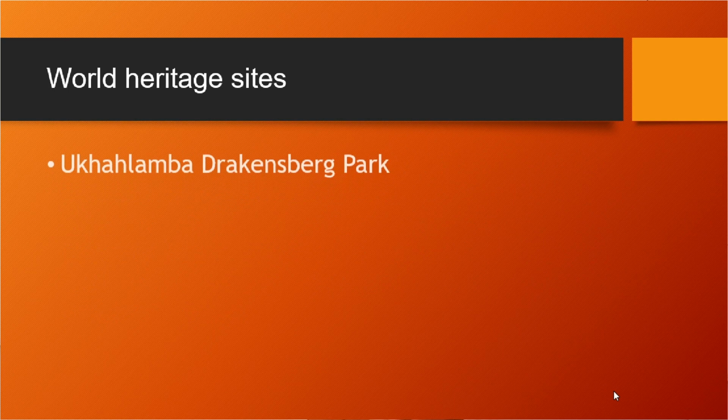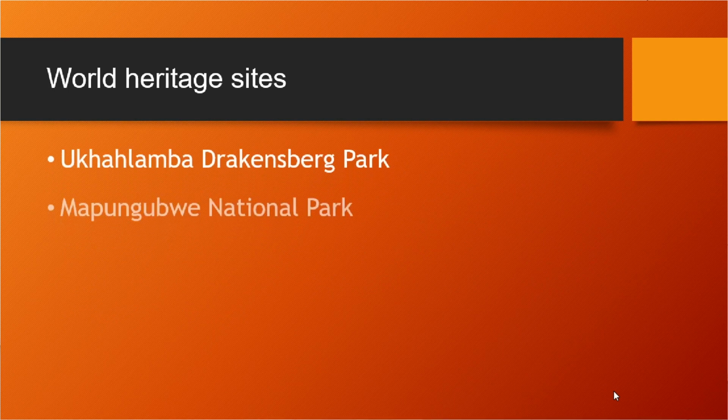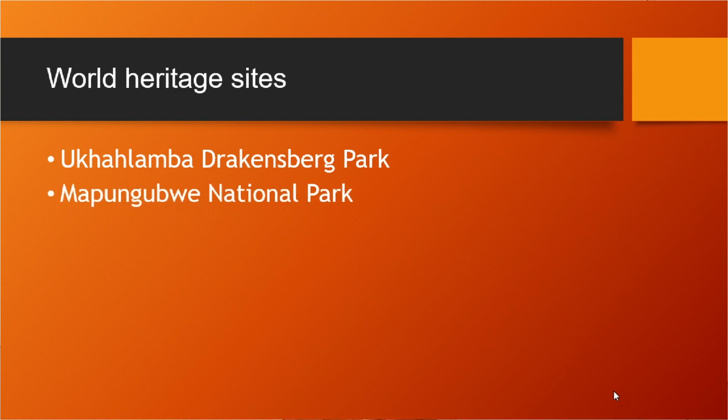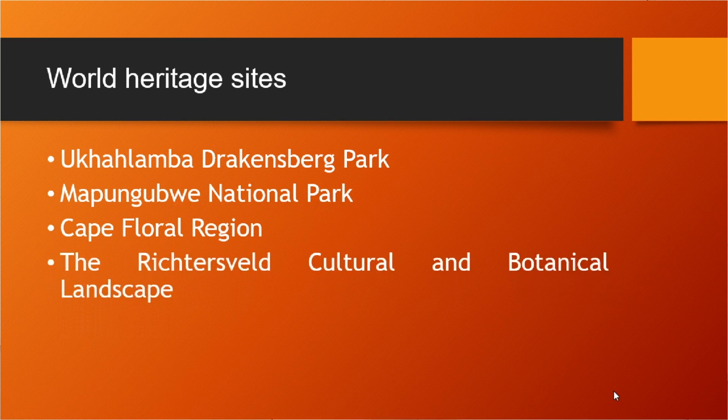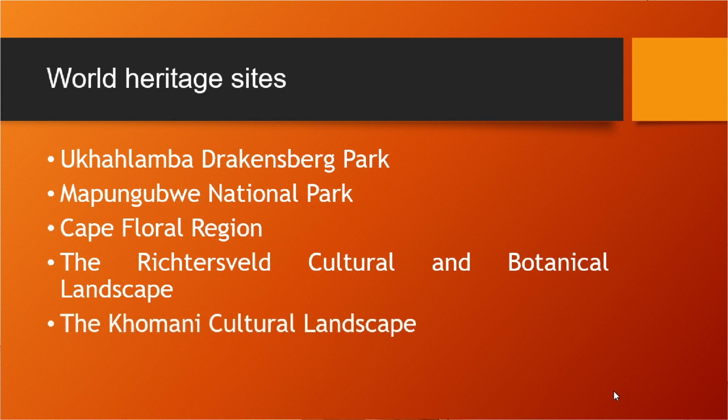The first being Ukahlamba Drakensberg Park, which we can find in the KwaZulu-Natal province. The second is Mapungubwe National Park, which we can find in the Limpopo province. The third one is the Cape Floral region, which we can find within Eastern Cape and Western Cape. The fourth being the Richardsveld Cultural and Botanical Landscape, which is in the Northern Cape. We also have the Komani Cultural Landscape, which we can find between Botswana, Namibia, and South Africa in the Northern Cape.